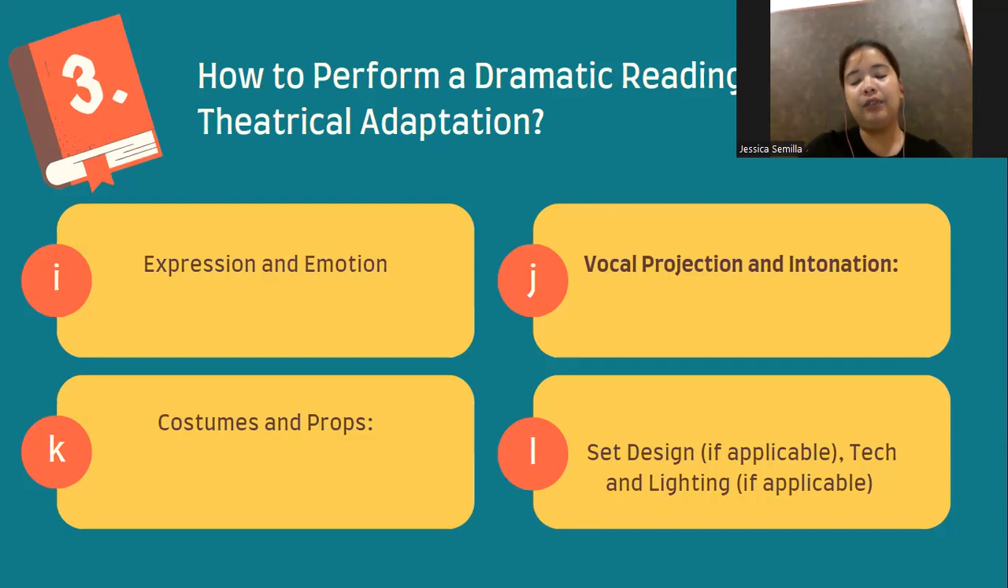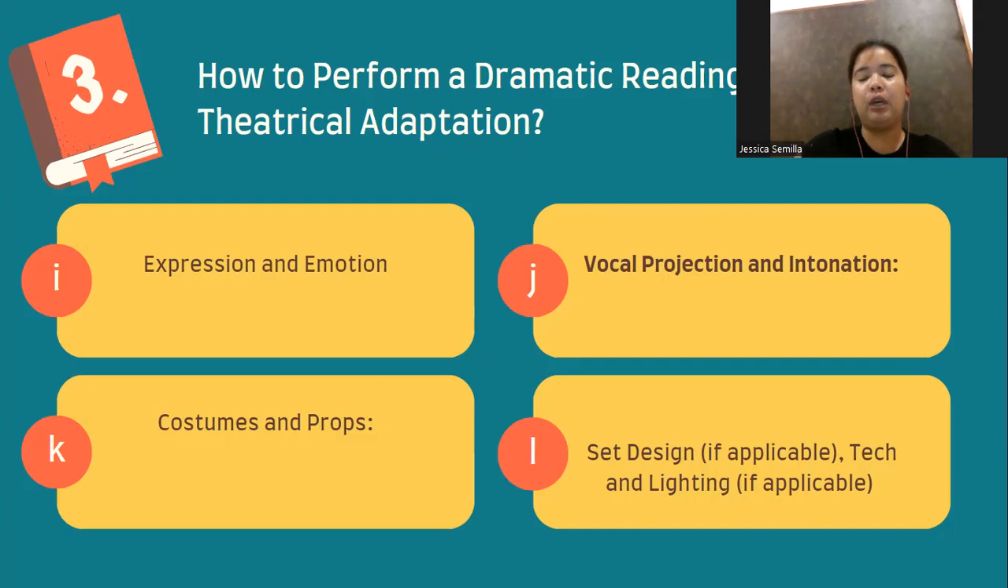And then after that, you plan what your costumes and props could be, so that they would be appropriate for the different characters that you are portraying. And then try to look into the design, the technicality, the lighting, and everything.